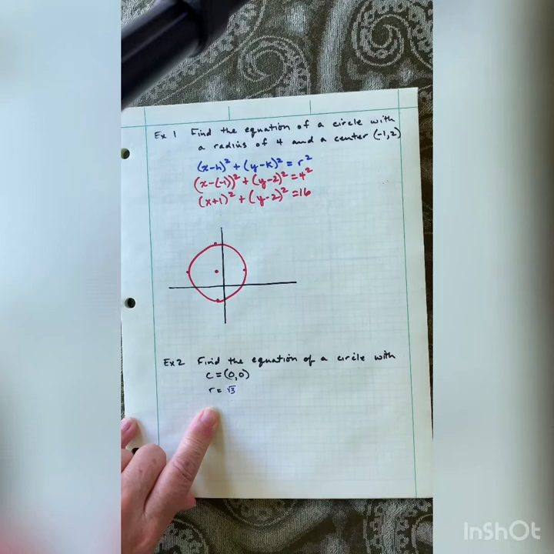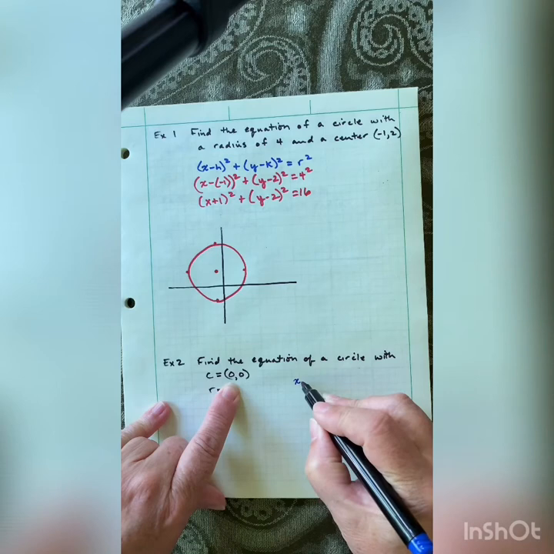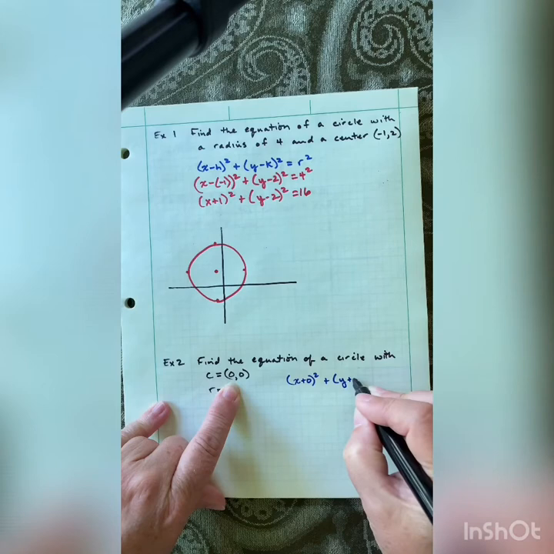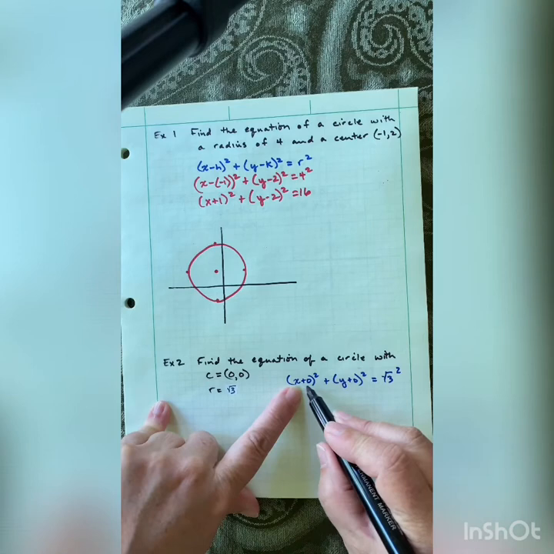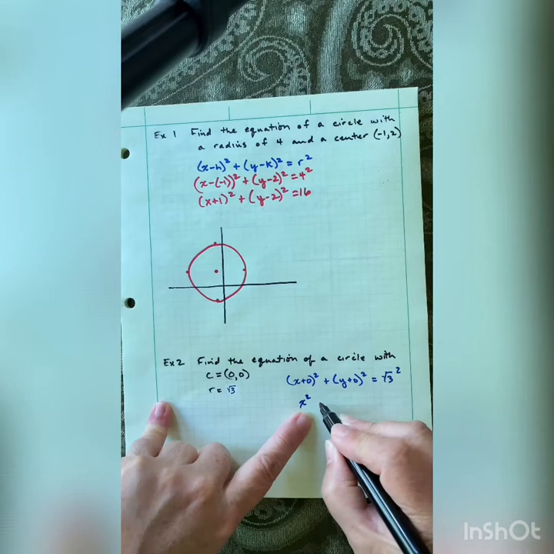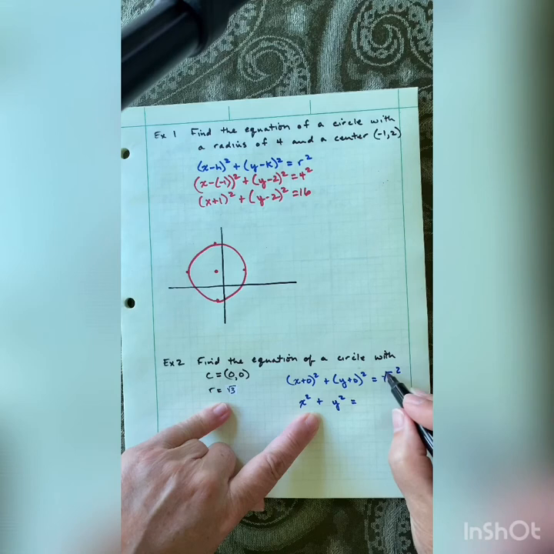Okay, the next one here. Find the equation of a circle with a center of 0, 0. So remember, if we are missing those, if I have an x plus 0 squared plus y plus 0 squared equals, over here I have the square root of 3, and I'm going to square that. Okay, so to clean this up, this x plus 0 is really just x, so that's going to be x squared, plus y plus 0 is just really y squared equals, and what is the square root of 3 squared? Well, those cancel each other out, right? And that'll just leave me a 3.